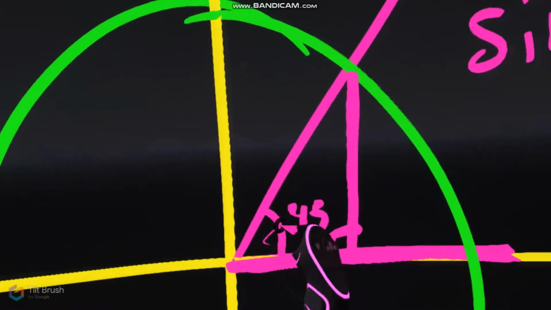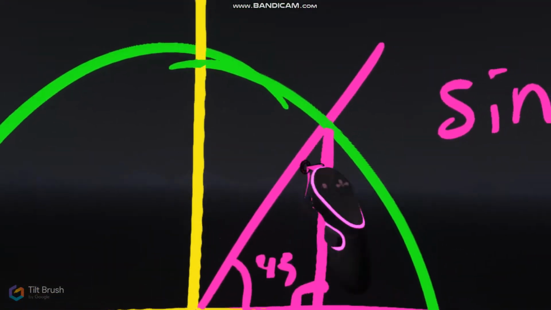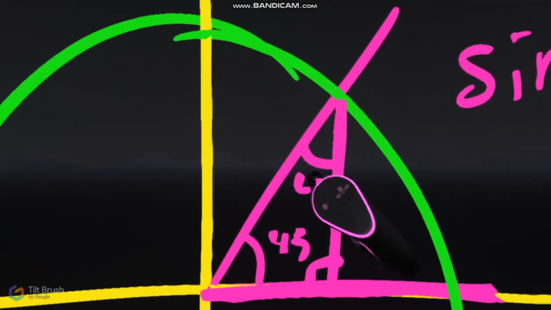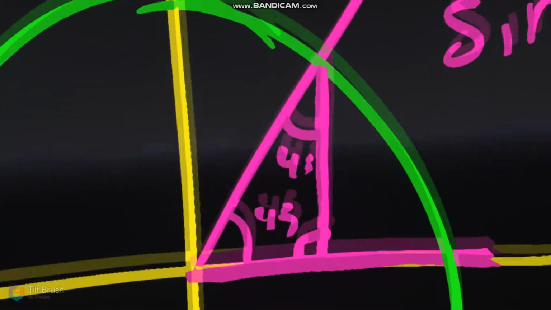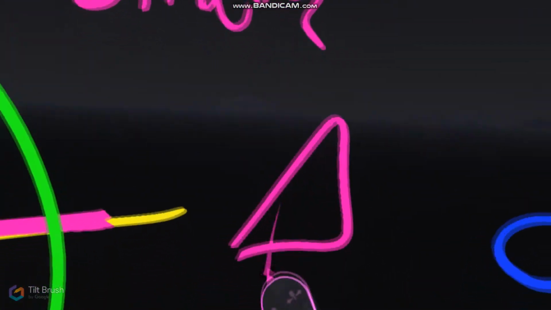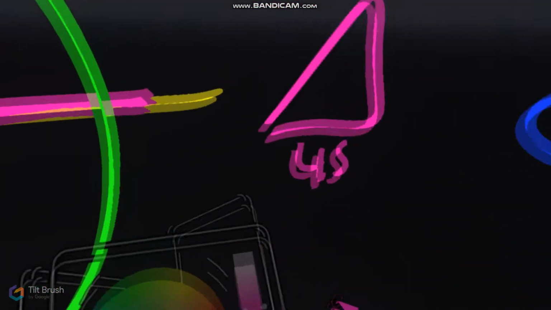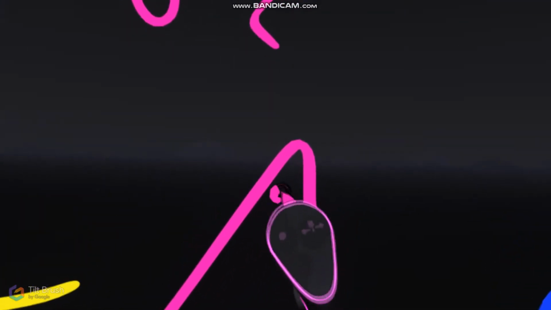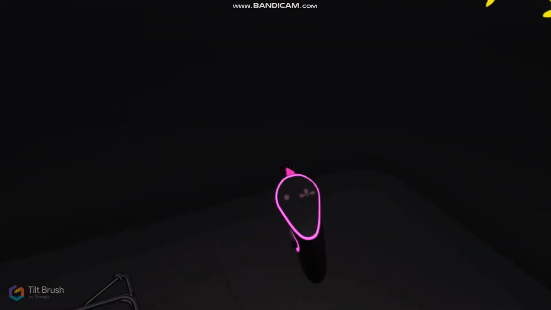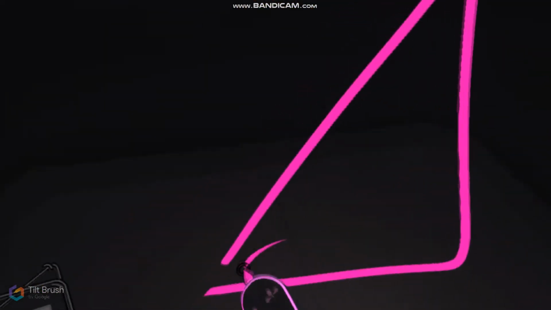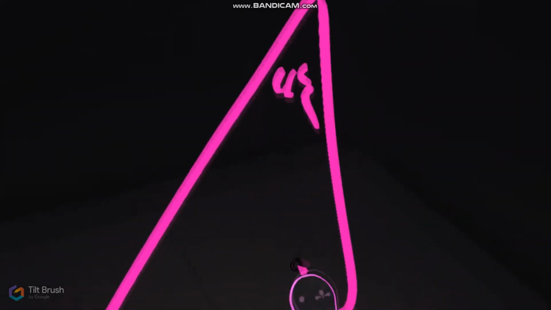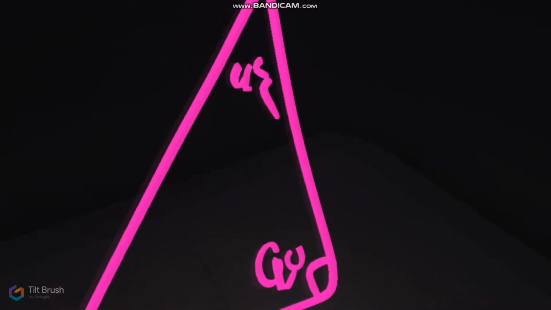So we know 45 plus 90 equals 135, and 180 minus 135 is 45. So it's a 45, 45, 90 triangle. It looks like this.